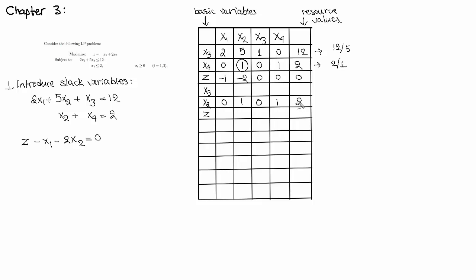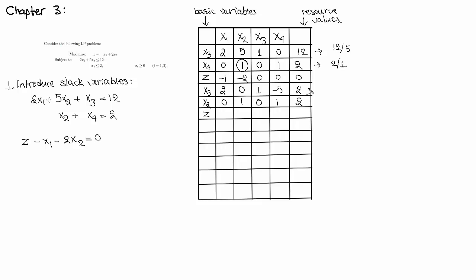And now we need to create zeros in the column of x2 for the other rows. So what we do is we subtract 5 times the second row from the first row over here. So we're going to have 2 minus 5 times 0 is 2, 5 minus 5 is 0, 1 minus 5 times 0 is just 1, 0 minus 5 times 1 is minus 5, and 12 minus 5 times 2 is just 2. And now for the last row, we need a 0 where minus 2 is.